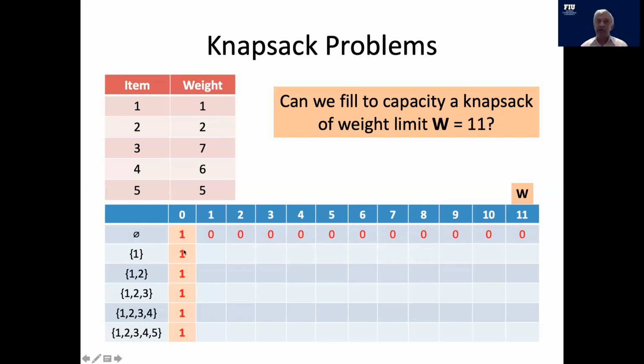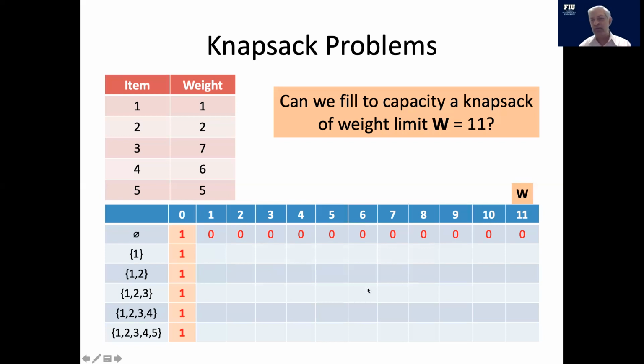I have ones along the first column also, because I don't care what items I have. If my weight limit is 0, I know how to fill this up perfectly, and I know the answer is yes. All I have to do is put nothing into my knapsack, right? So this is all 1, which says that I can achieve this weight limit of 0. This is all 0, which means that I cannot achieve weight limit 1 or 2 or 3 as long as I don't have any items to choose from.